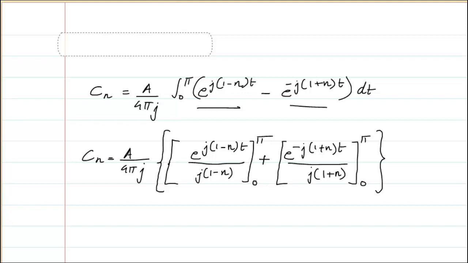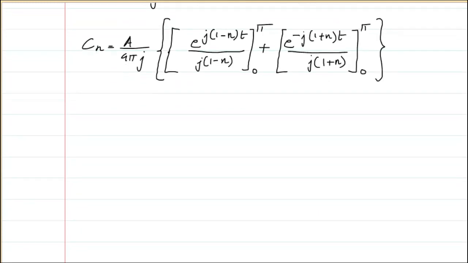And then j can be commonly taken outside. Okay, j can be commonly taken outside. So if I'm going to take j outside, then I will get this j, and this j if I commonly take outside, then I will basically multiply it with this j here. So I will do that as a next step. Okay.